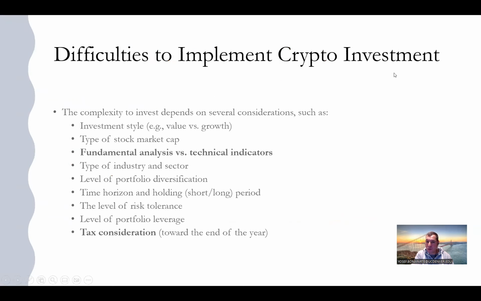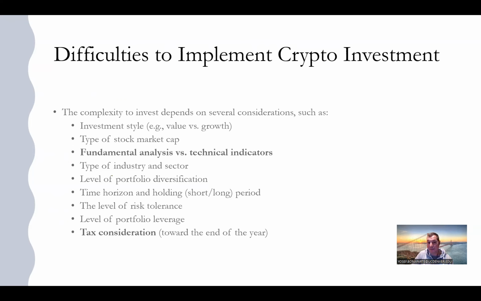Difficulties to implement crypto investment. The problem with crypto investment is we don't have investment styles, value versus growth. For example, in equity, you can be a value investor, so you buy banks with dividends, or oil, gas, and railroads. Or a growth company like PayPal, or companies that are growing fast. For example, Amazon is a growth company. Netflix used to be growth.